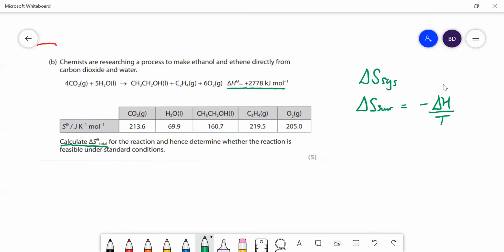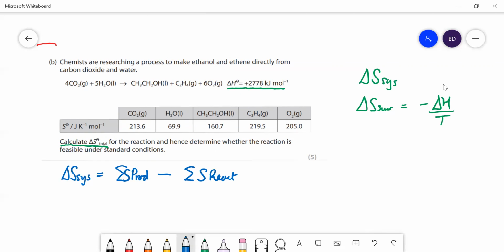So delta S system is equal to the sum of the entropy of the products minus the sum of the entropy of the reactants. So let's work out the entropy of the products.